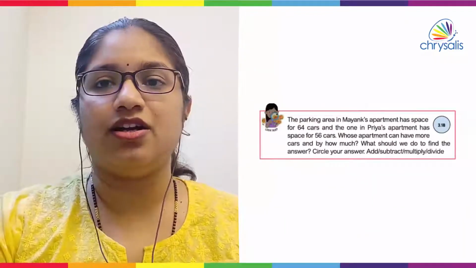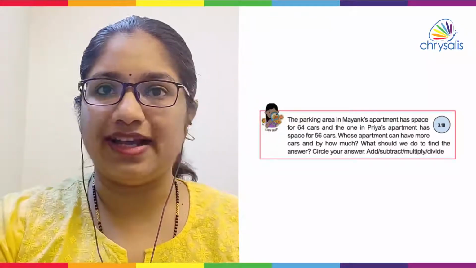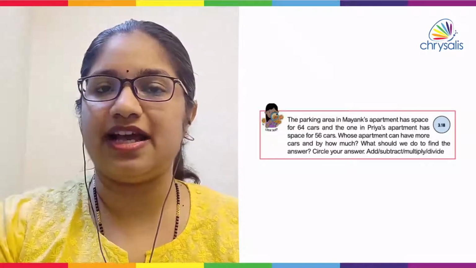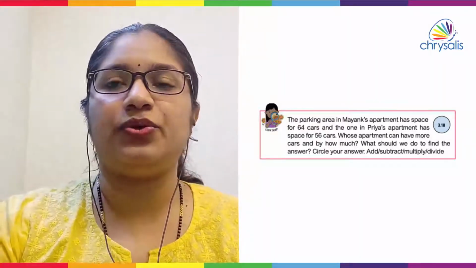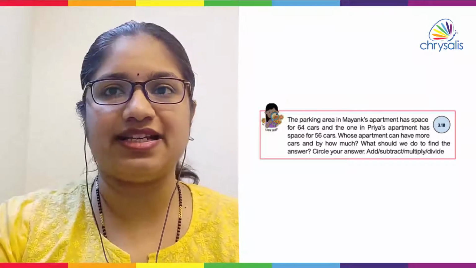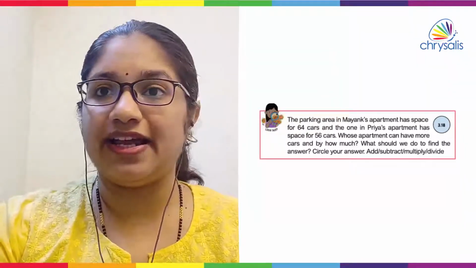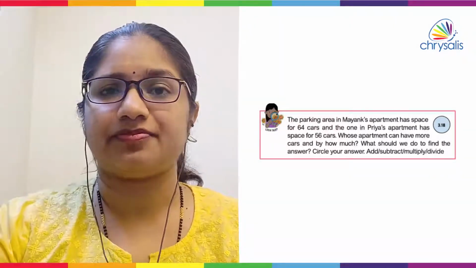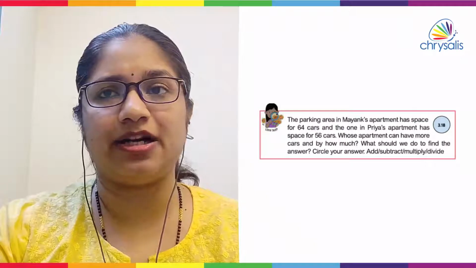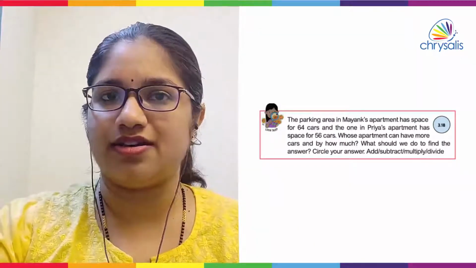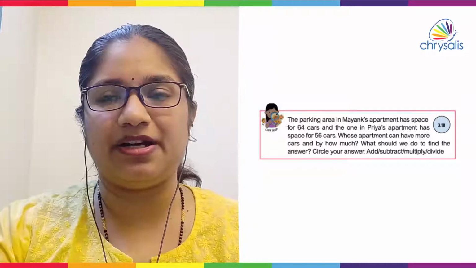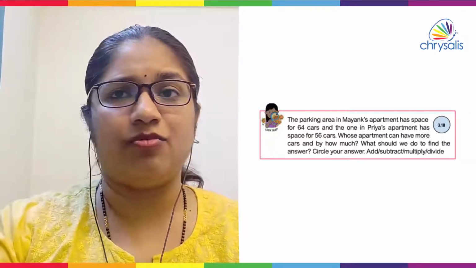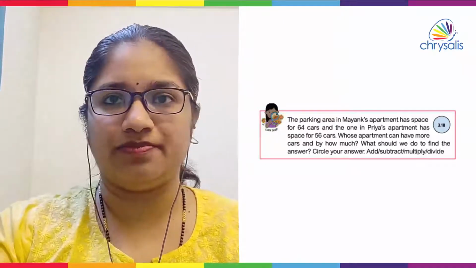Let's move on to the next Look Deep activity 3.18. If you have your studio with you, open page number 63 and write down today's date, and if not, you can use your notebook and write down today's date and activity number 3.18 to do this activity. Read the instructions. The parking area in Mayank's apartment has space for 64 cars. And the one in Priya's apartment has space for 56 cars. Whose apartment can have more cars and by how much?